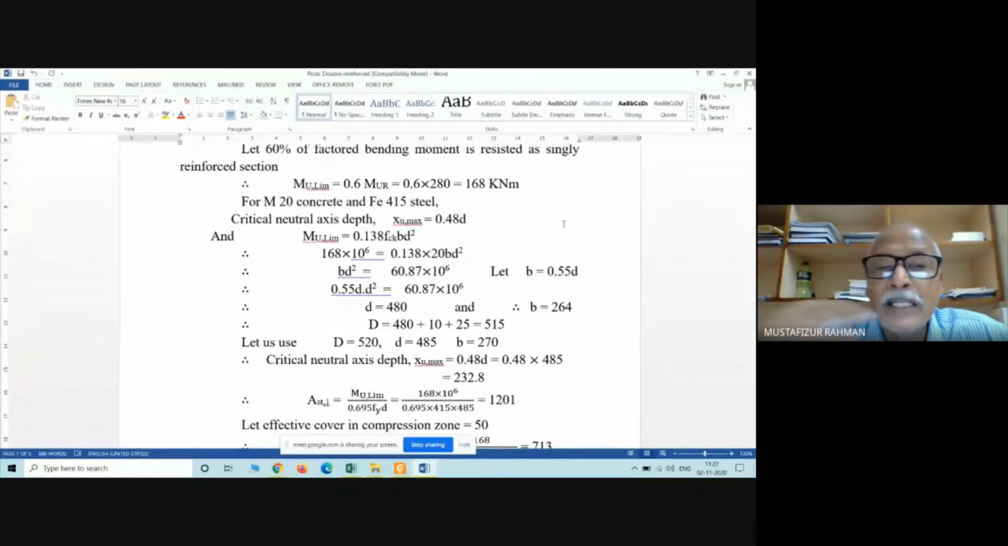And how to find these? So we get 168 into 10 to the power 6 is equal to 0.138 into FCK 20 into B D square. So B D square is equal to this. Now here we want to relate the width B and the effective depth.